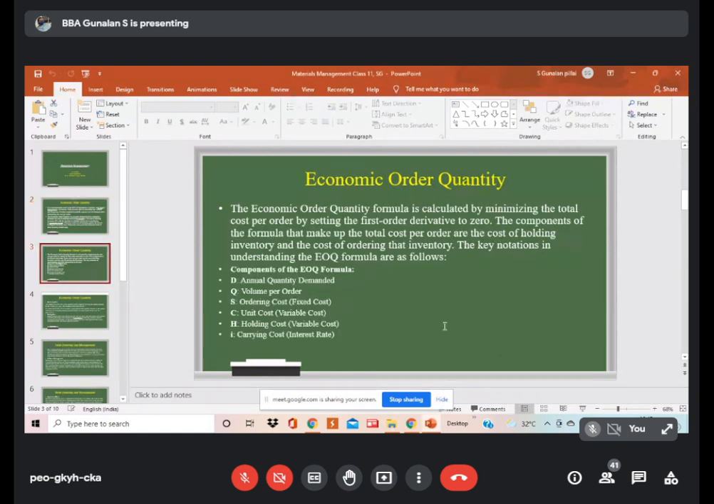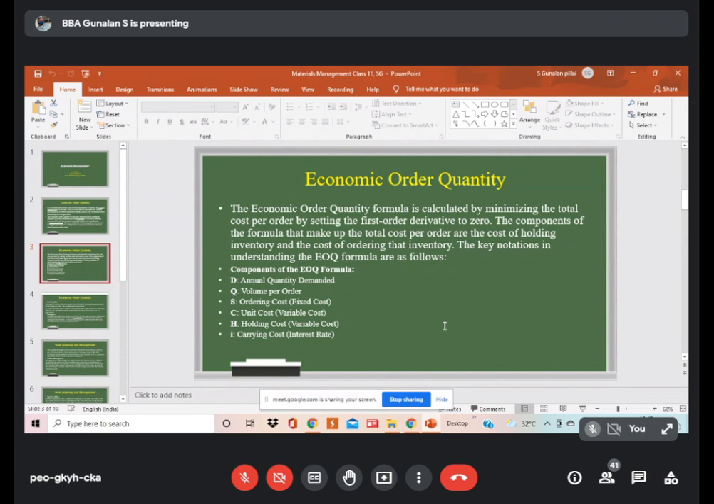The economic order quantity formula is calculated by minimizing the total cost per order by setting the first order derivative to zero. The components of the formula that make up the total cost per order are the cost of holding inventory and the cost of ordering the inventory. The key notations in understanding the economic order quantity formula are as follows.